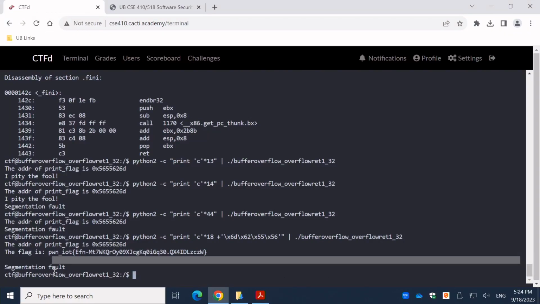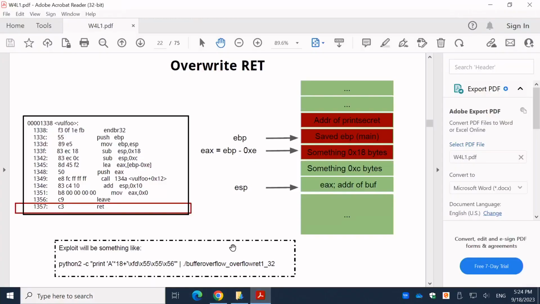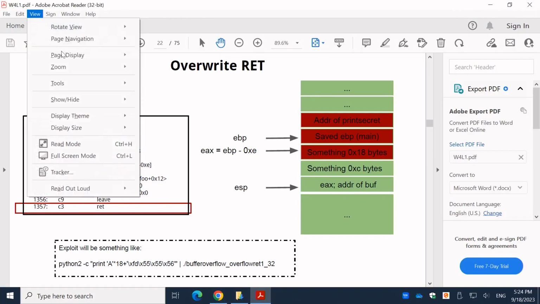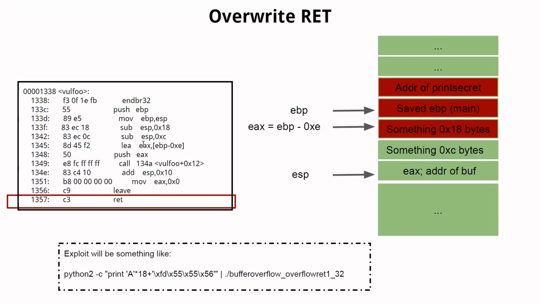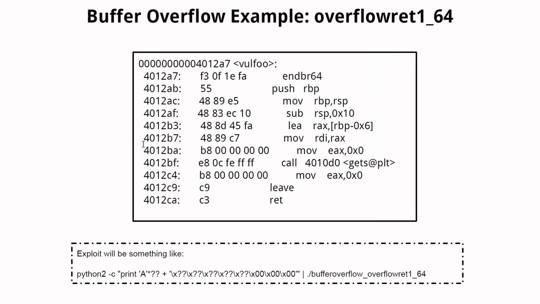Okay. So this is the very first version of overwriting the return address. Any questions so far? Make sense? Okay, so let's move to the 64-bit version. It's actually very similar.